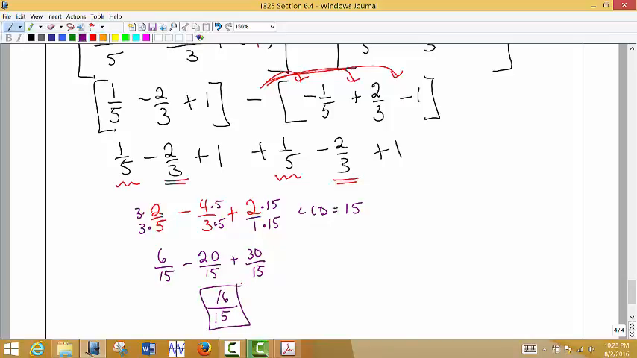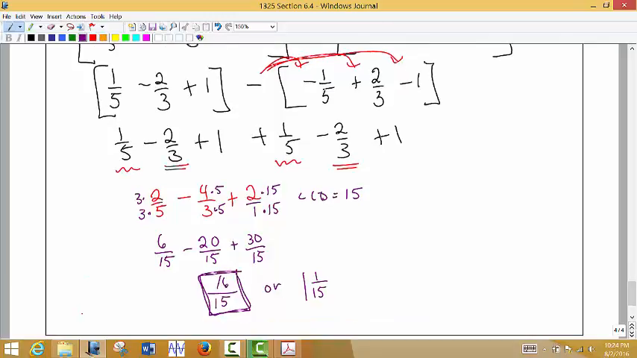Alright, so when we evaluate the definite integral, our final answer would be 16 over 15. And of course, you could also think about this as 1 and 1 over 15, so a mixed number or an improper fraction either way. But this is our final answer for evaluating that definite integral.